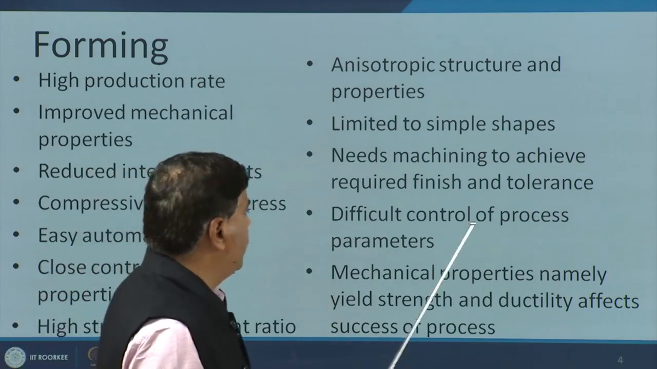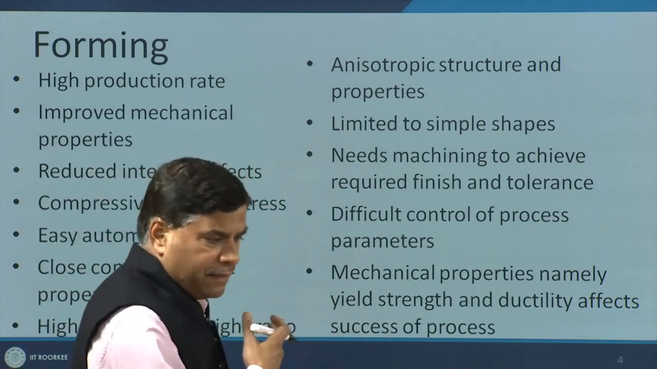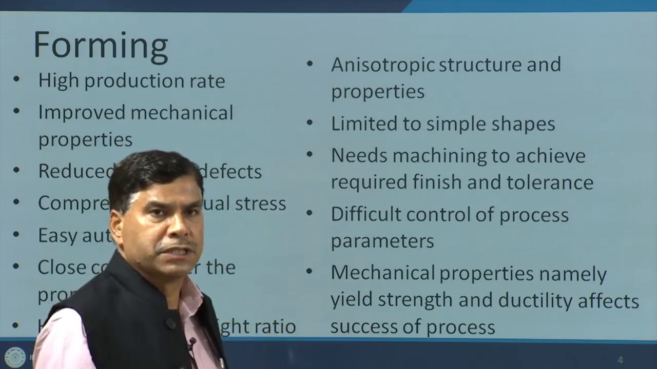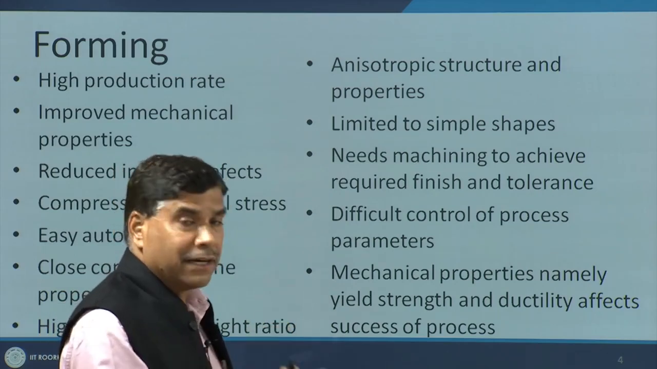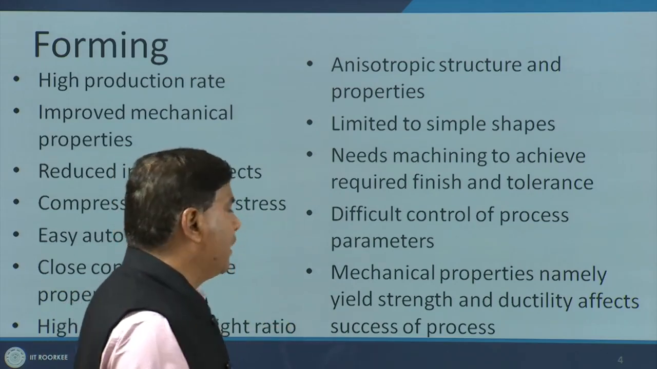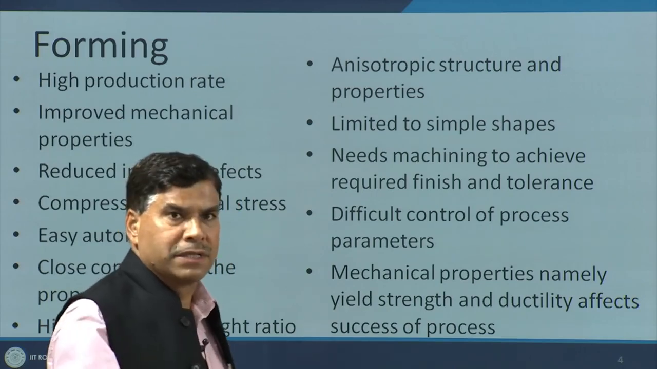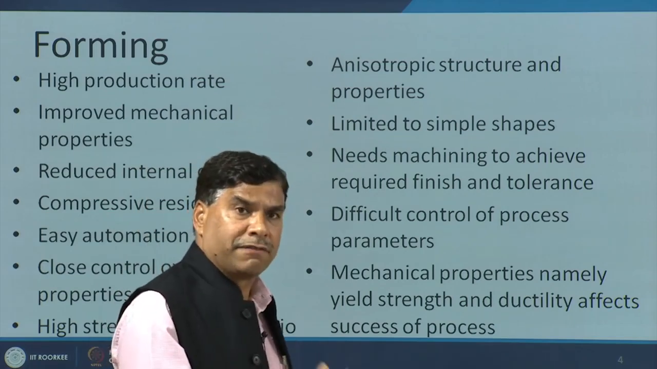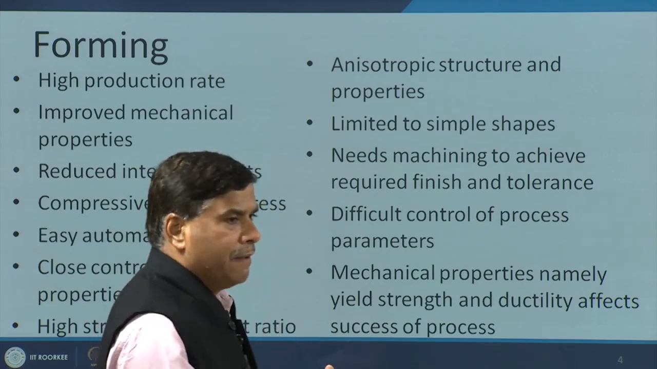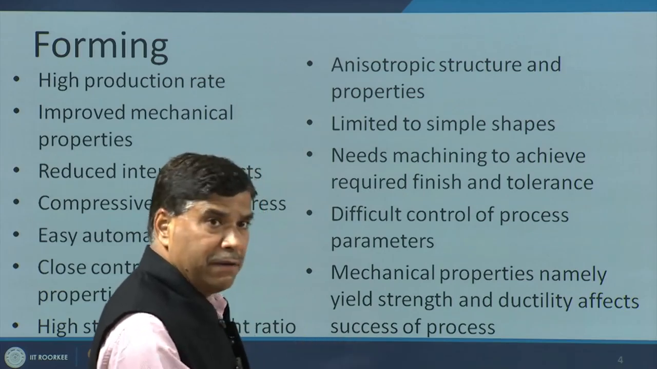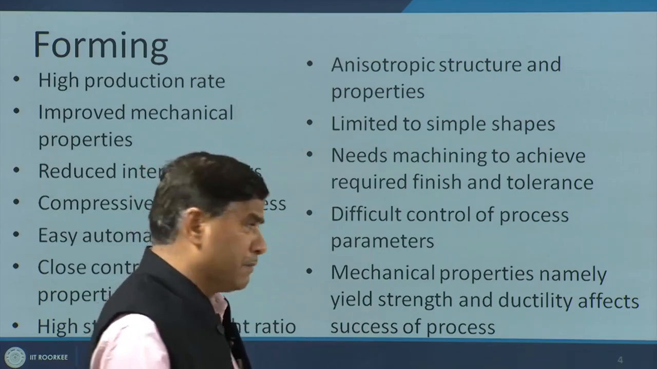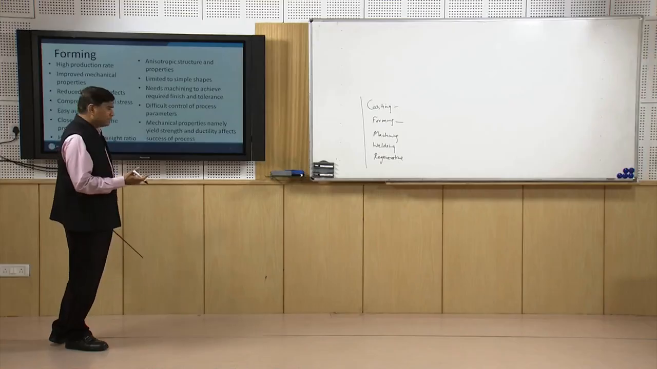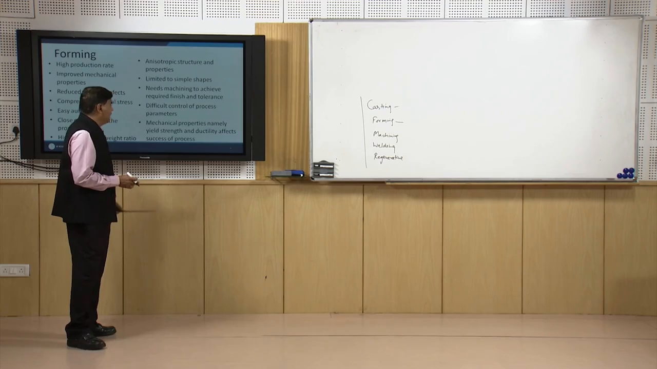Difficult control of the process parameters, since the process is deformation based. So, we need to control the temperature of the metal which is being deformed, and we need to control the rate at which it is being deformed. Inappropriate control over the temperature as well as the rate of deformation will lead to the development of surface defects on the component which is being made by the forming process, and which will simply lead to rejection or a product with undesirable characteristics and properties.